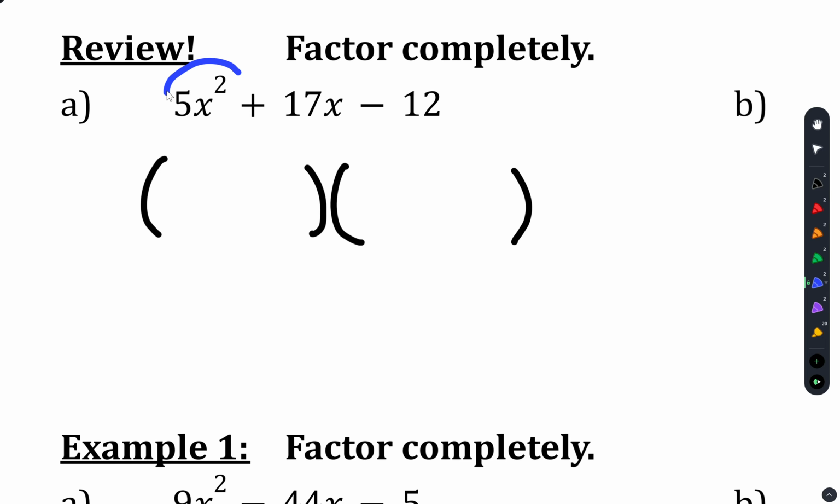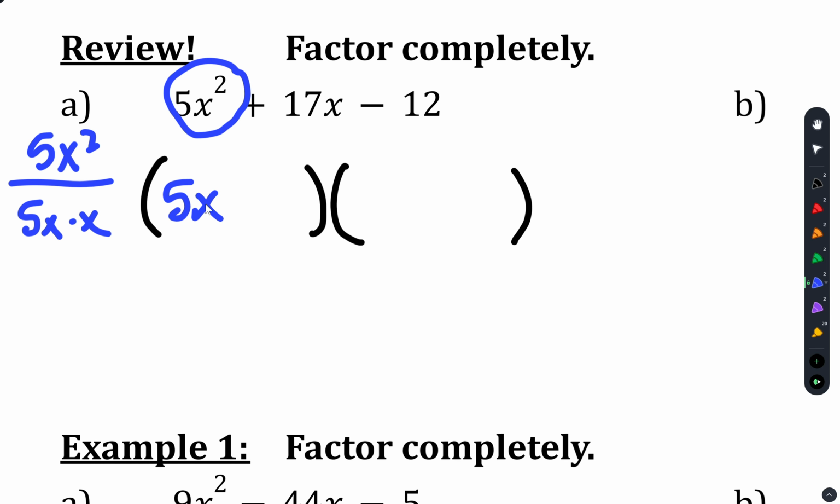And remember, what was new yesterday was that our first term isn't just going to be x and x. 5x squared has the factors 5x and x. So that's what went into my bubbles first. Then I find factors of 12, 1 and 12.